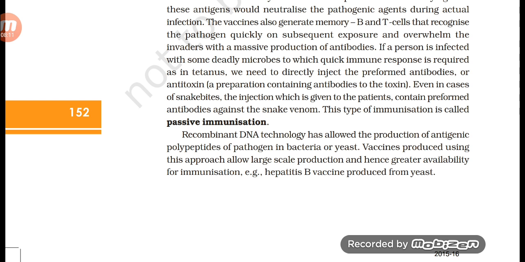So the vaccines also generate memory B and T cells that recognize the pathogen quickly on subsequent exposure and overwhelm the invaders with a massive production of antibodies. If a person is infected with some deadly microbes to which quick immune response is required, as in tetanus, we need to directly inject the preformed antibodies or antitoxin, a preparation containing antibodies to the toxin. Even in cases of snake bites, the injection which is given to the patients contains preformed antibodies against the snake venom. So this type of immunization is called passive immunization.